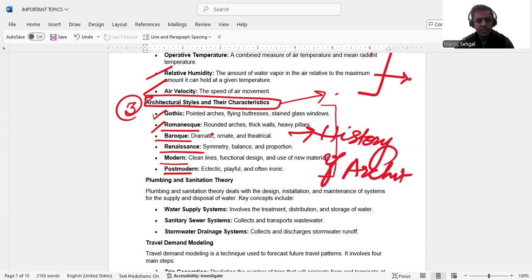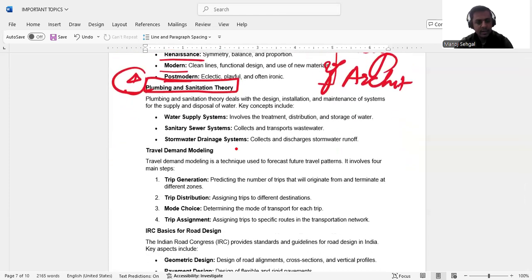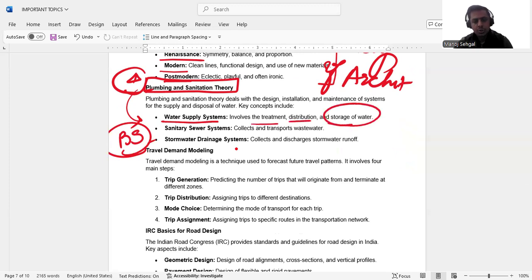Moving on, we have the case of plumbing and sanitation theory, which is a definite understanding of building services, where we need to understand the water supply systems, which involve treatment, distribution, and storage of water, the sanitary sewer system of how it is collected and transported to various places where it is again treated, and also the stormwater drainage systems. And in this particular discussion, the idea of rainwater harvesting is also considered.